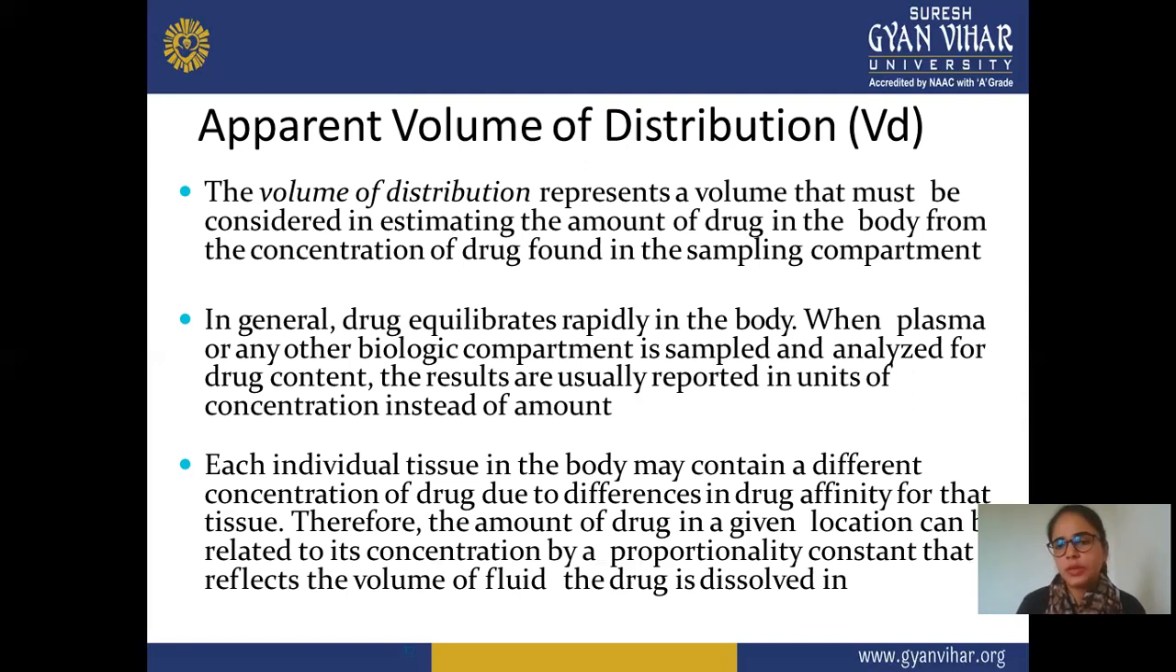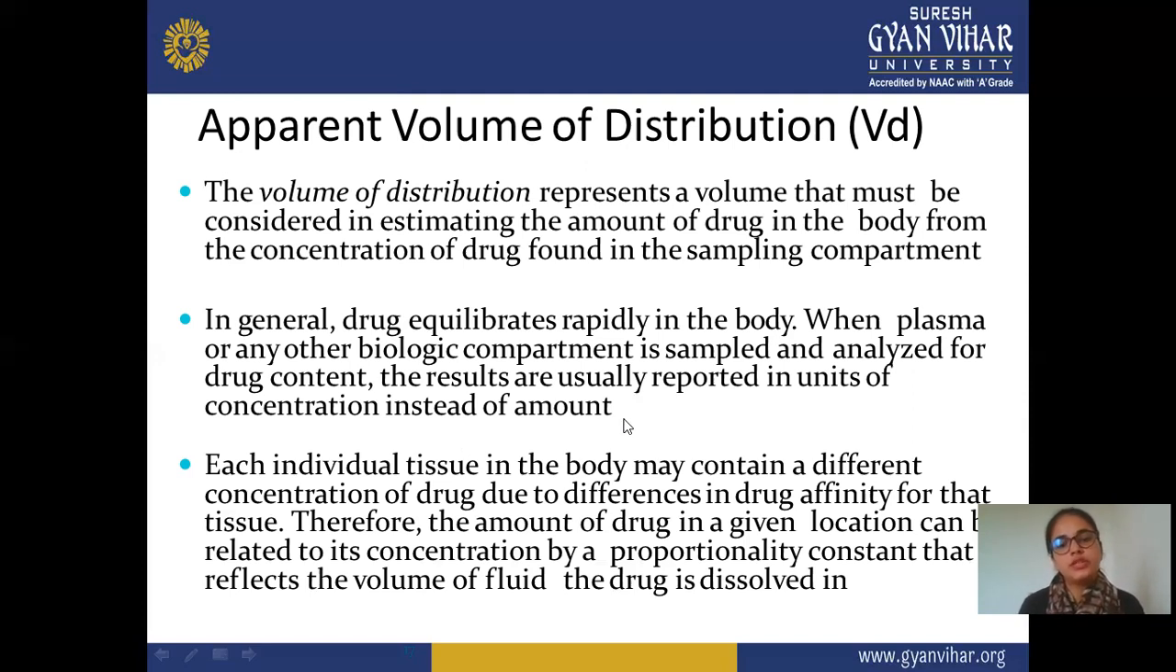So the drug equilibrates rapidly in your body when plasma or any other biological compartment is sampled. We can take plasma as well as other body parts for sampling, to analyze the amount of the drug. After taking the sample, we analyze it for drug content, how much drug is present, and report it as a unit concentration instead of amount.